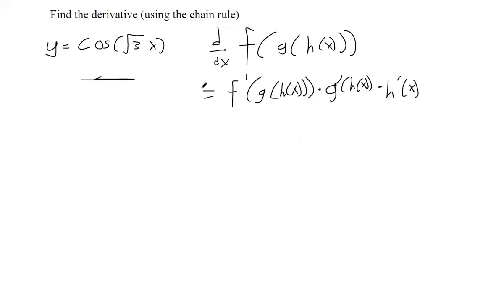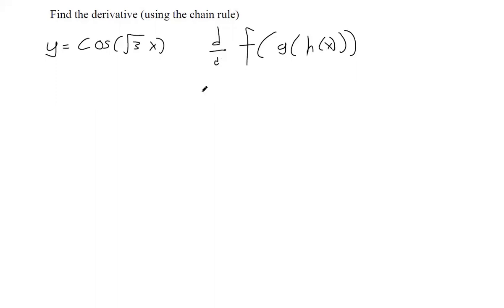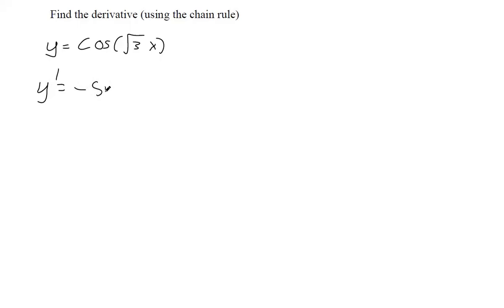Okay, so this one's less complicated though. This one, if we're trying to find the derivative of y with respect to x, we can summarize that with y prime. And the derivative of cosine is negative sine. That's the derivative of the outermost function. And we're going to keep the innermost function the same. Okay, everything inside that original trig function is the same. So there's our derivative of cosine.